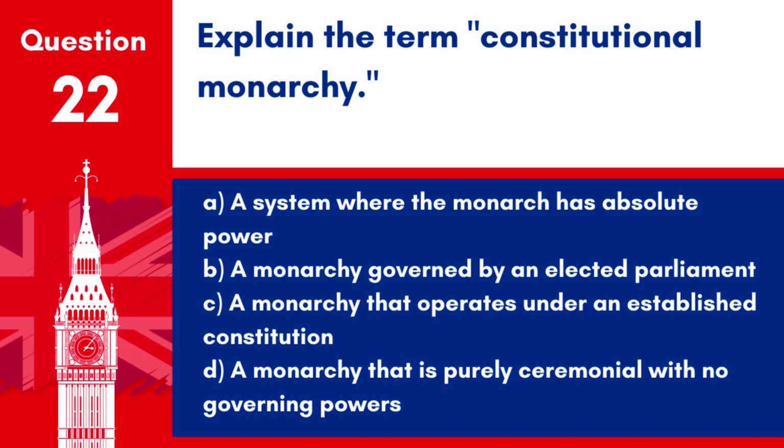Question 22. Explain the term constitutional monarchy. A. A system where the monarch has absolute power. B. A monarchy governed by an elected parliament. C. A monarchy that operates under an established constitution. D. A monarchy that is purely ceremonial with no governing powers. Answer C. The UK is a constitutional monarchy, meaning the monarch's powers are regulated by a constitution.